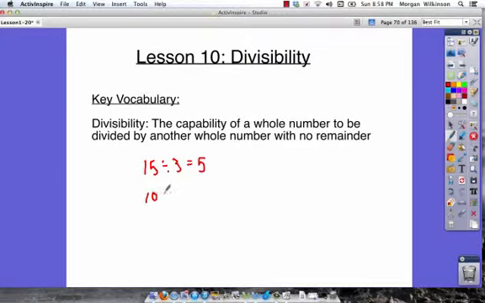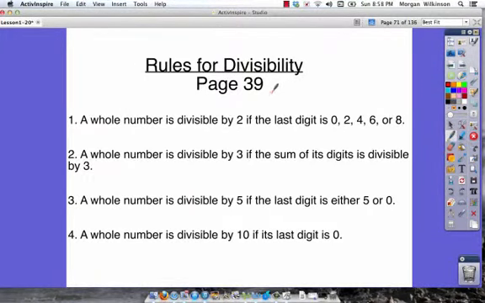Now, if we had a problem like 10 divided by 3, the answer would have to be 3 remainder 1, or 3 and 1/3, so we would say 10 is not divisible by 3 because the answer has a remainder. Now when we work with divisibility and divisibility rules, we've got several different things to remember. Rules for divisibility are on page 39 if you'd like to see it in your textbook. This needs to be copied down into your notes before you get to class next time I see you.